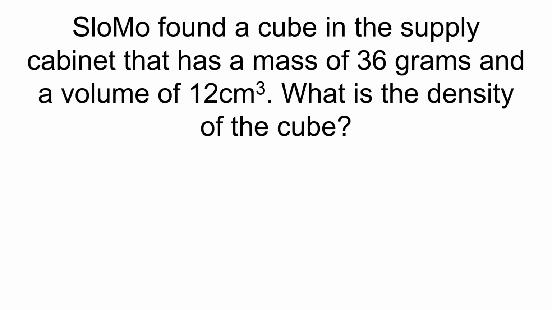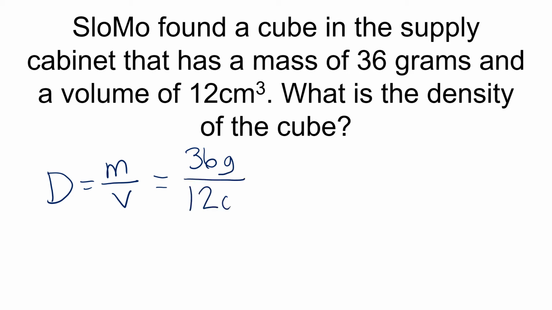Shlomo found a cube in the supply cabinet that has a mass of 36 grams and a volume of 12 centimeters cubed. What is the density of the cube? So here I'm going to write down my formula. Density is equal to mass divided by volume. And then I'm going to write it again, but this time I'm going to substitute in my numbers. So I'm going to have 36 grams is my mass divided by 12 centimeters cubed. Now notice how I have centimeters cubed right here because it is a solid. We're talking about a solid cube.